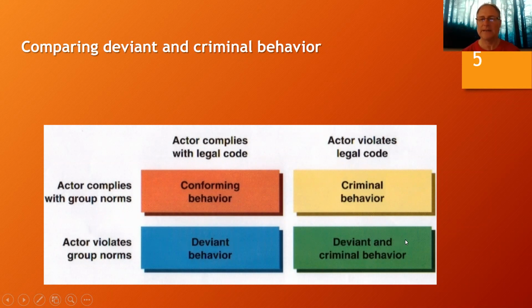And finally, deviant and criminal behavior. This is when a person is breaking the law and they are going against what some group says is appropriate, let's say society. So we could put murder, rape, and child molestation down in the deviant criminal behavior box.